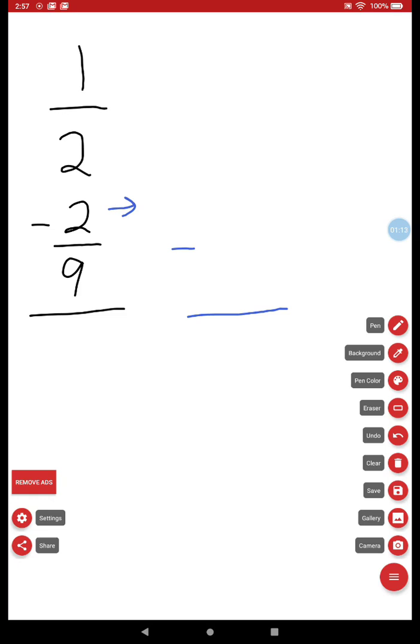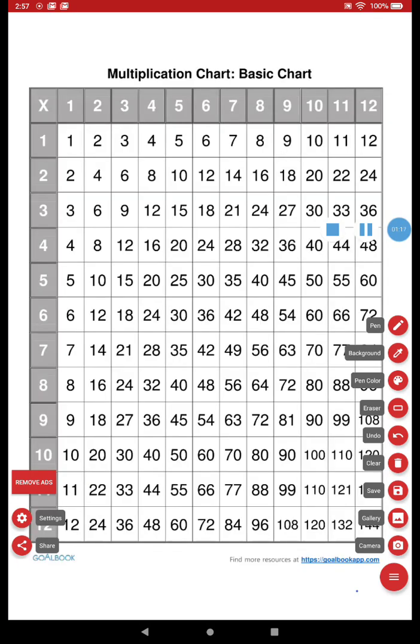Here's how we can find a common denominator looking at our tens chart. I have denominators of 2 and 9. So I'm going to go to the 2 column and the 9 column. And now I'm going to go down them and circle any numbers they have in common. The first number they have in common is 18. So that means, you see that? 18 is both in the 2 column and the 9 column. That means 18 is going to be my common denominator.